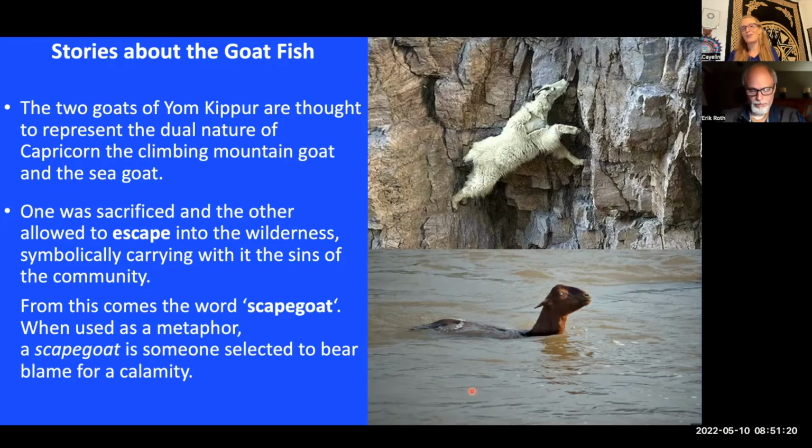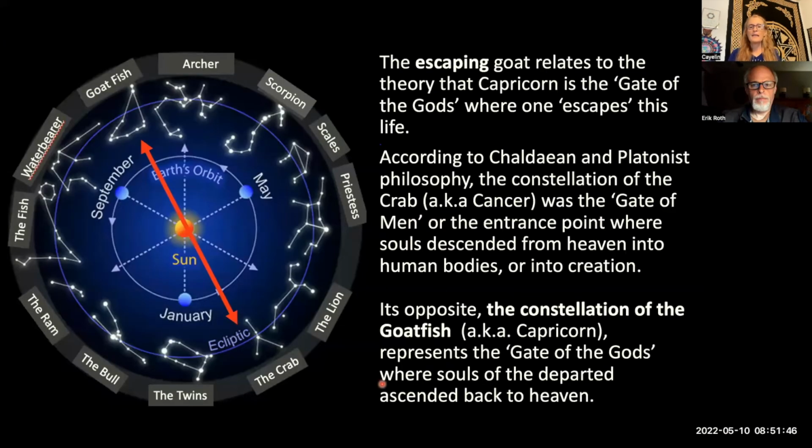So it's really fun to learn these things about how the constellations are really helping to inform our understanding of where things come from. And so, of course, a scapegoat is someone who is selected to bear the blame for any calamity that's been happening, and perhaps the stories connected to this constellation are where this originates from. And then the escaping goat is also related to the theory that Capricorn is the gate of the gods, where one escapes from this life. And this really comes from the Chaldean and the Platonist philosophy.